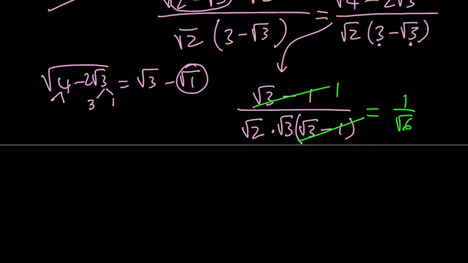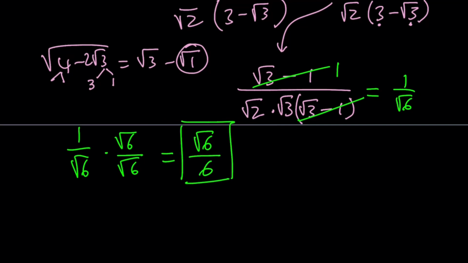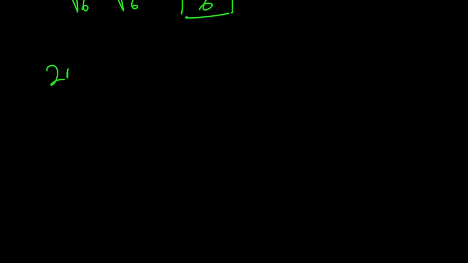So that should be the answer, but let's go ahead and rationalize the denominator. Multiply by root 6 over root 6. That's going to give you the square root of 6 divided by 6 as the answer. All right, let's go ahead and take a look at the second method.